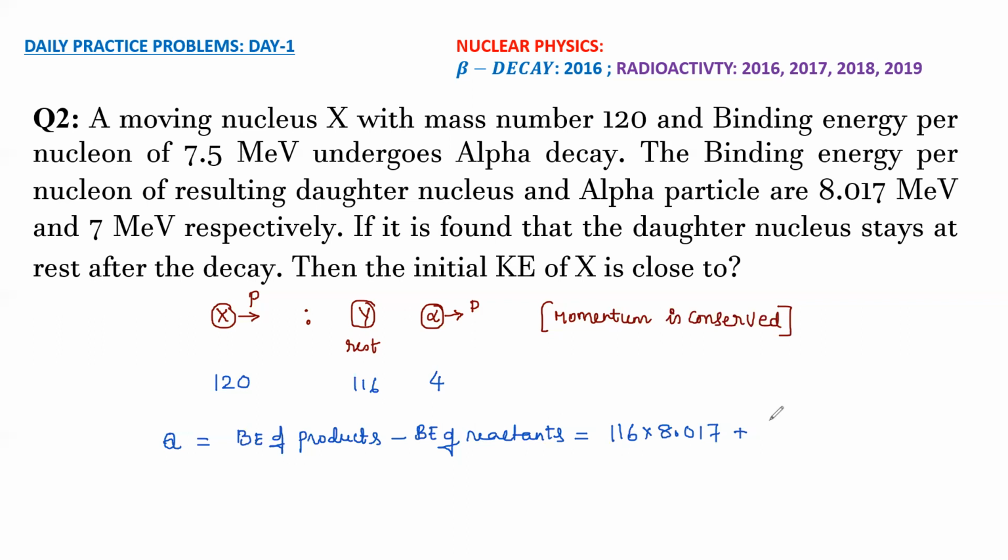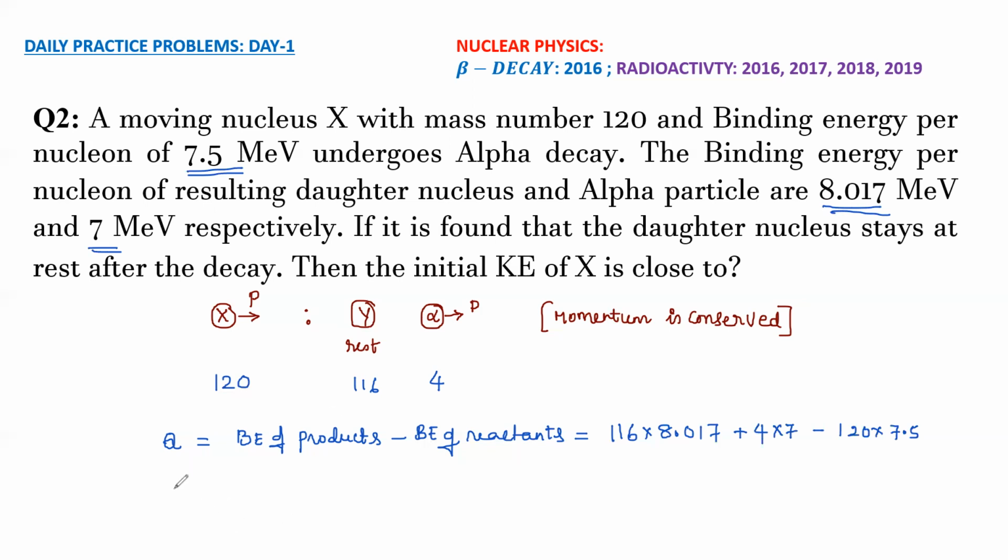because binding energy per nucleon is given to be 8.017. And then you have 4 nucleons in alpha particle and binding energy per nucleon is 7 there. So 4 times 7 minus binding energy of the reactants, which is 120 times what is given, 7.5. So this is the Q value of the reaction.